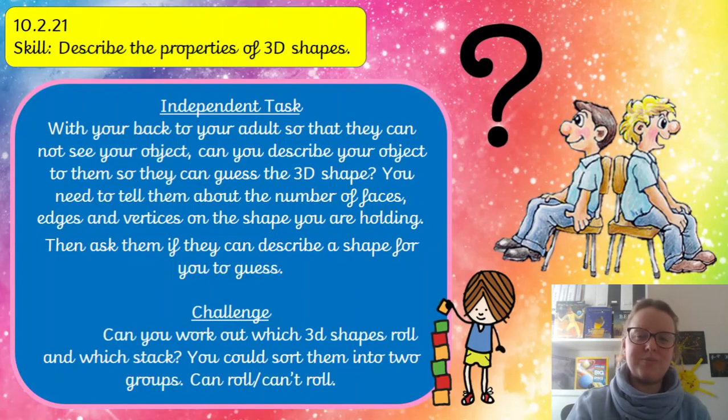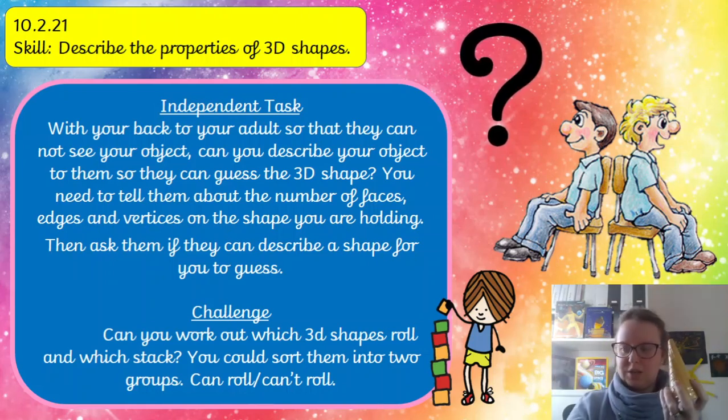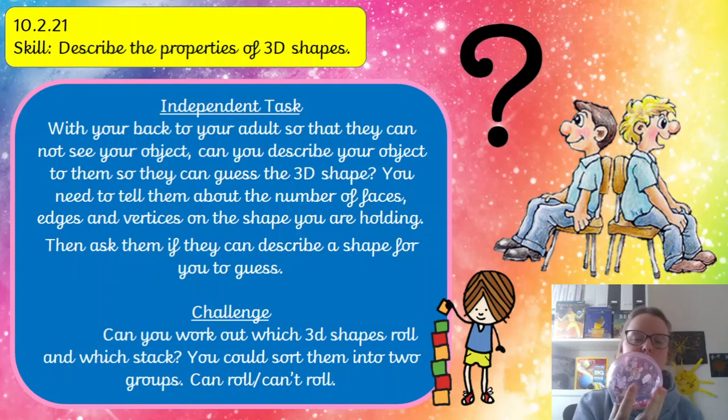Well done. Okay, so your independent task is really fun today. You're going to sit with your back to your adult so that they cannot see your object. You're going to hold your object in your hand. You're going to pick one at a time, and you're going to describe your object to them so that they can guess the 3D shape. You need to tell your adult about the number of faces, edges and vertices on the shape you're holding. Then ask them if they can describe a shape for you to guess as well.